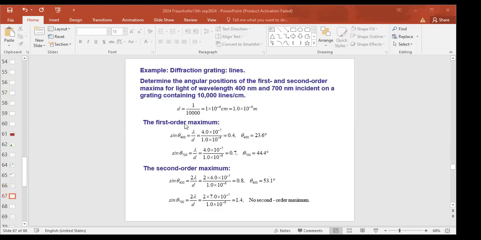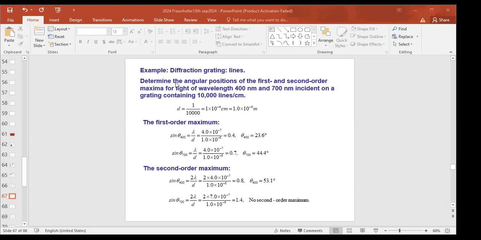And the most important thing is this one, the slit width. Because we have a large number of single slits, the slit width is not given directly. It's given like this.